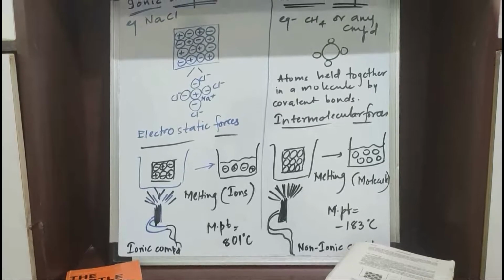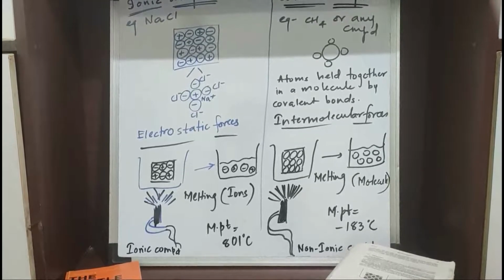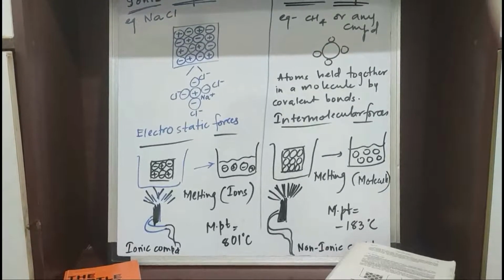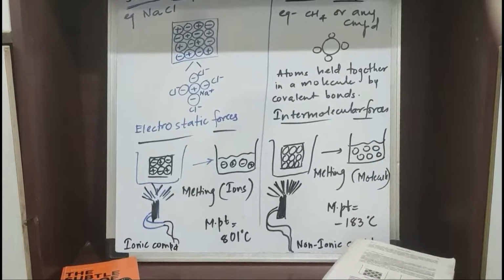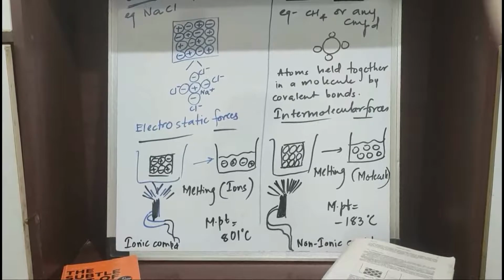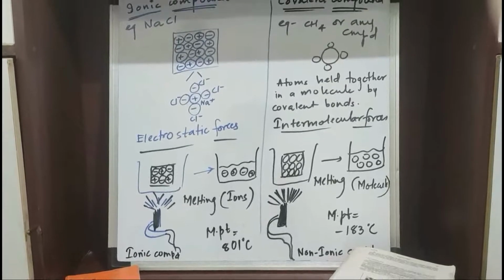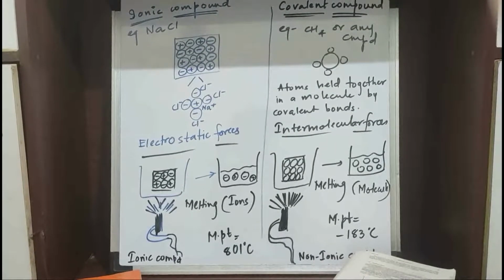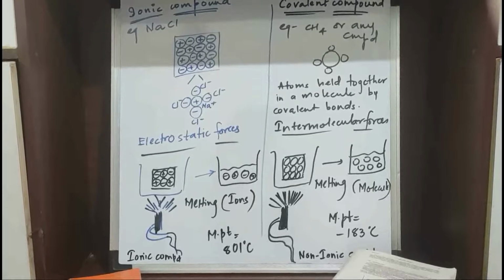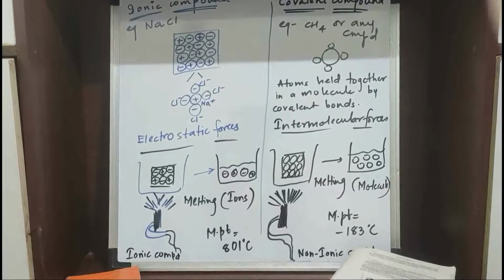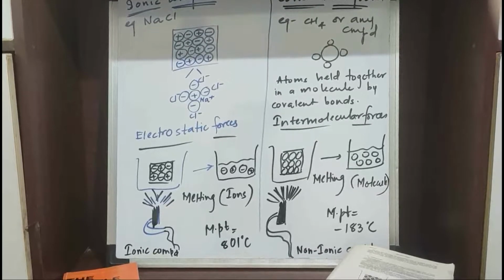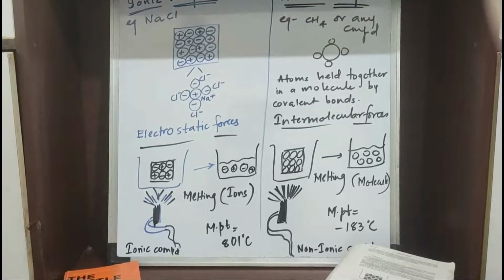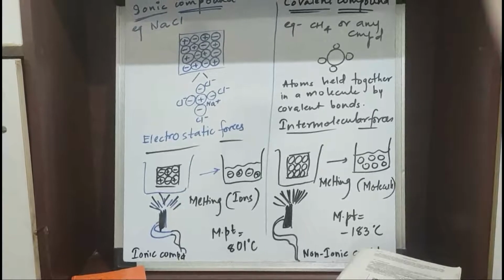So there's a big melting point difference between ionic compounds and covalent compounds. If we compare 801 degrees Celsius and minus 183 degrees Celsius, there's a huge difference. So the conclusion: why do we see the difference in melting point between ionic and covalent compounds? Because the electrostatic force of attraction is far stronger than the intermolecular forces of attraction.